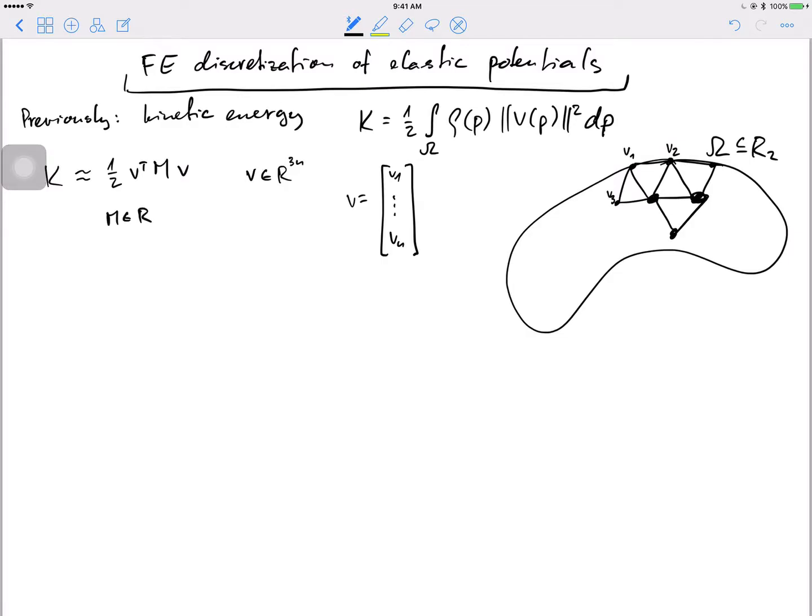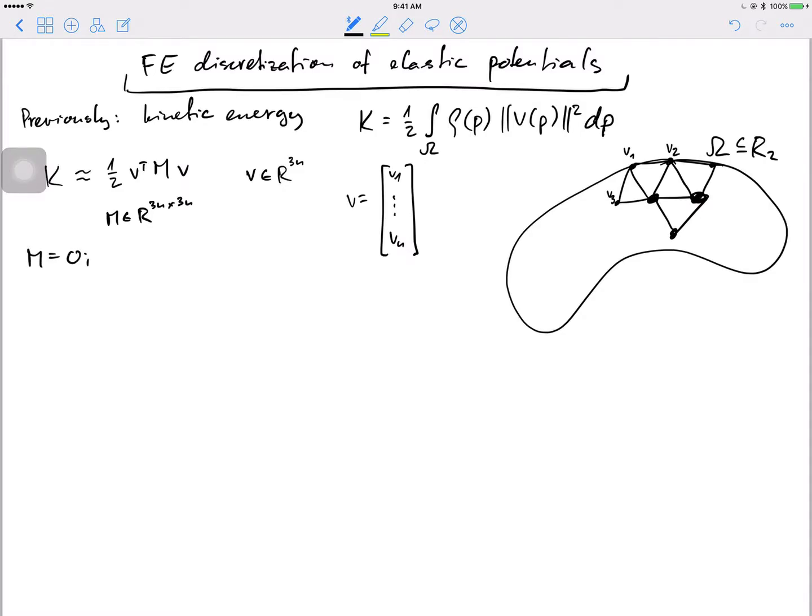The M, of course, is a 3n by 3n matrix. We said it's symmetric and positive definite usually, at least positive semi-definite. Maybe let me show you actually computing the mass matrix the way we defined it last time. So we said that we're going to assume that the density is constant on every single triangle, and then the velocities are interpolated inside the domain using piecewise linear shape functions. Under these assumptions, computing the mass matrix is actually quite easy.